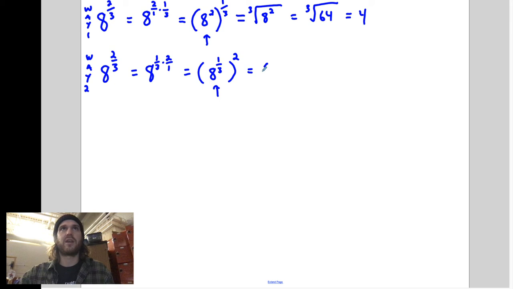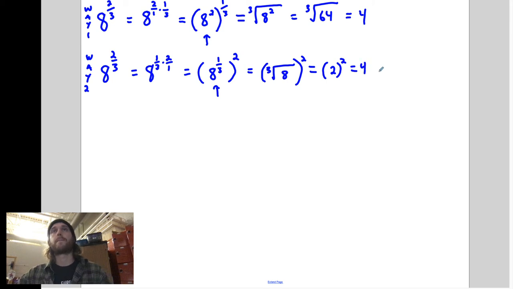So what this looks like is the cube root of 8 raised to the second power, which is the cube root of 8. What number multiplied 3 times is 8? Look at the chart. 2 times 2 times 2 is 8. So this is going to be 2 squared, which is 4.